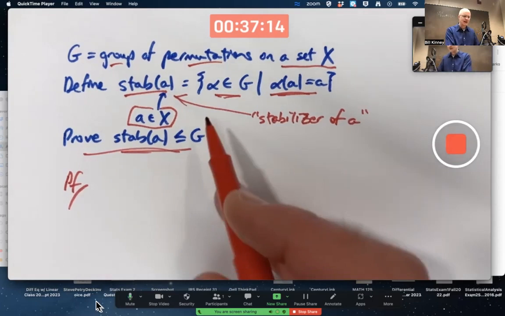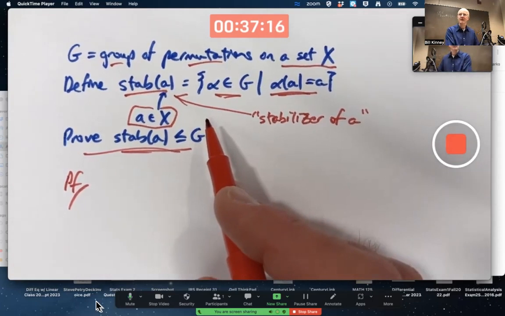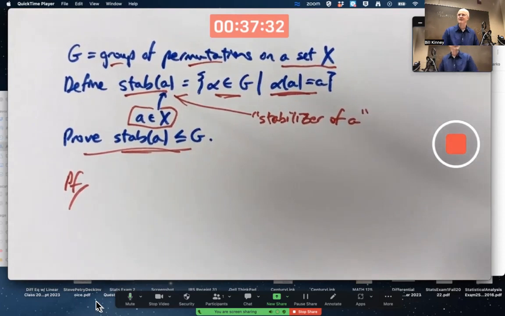Why is the stabilizer not empty? Can you tell me? What's the reason? What's one element in the stabilizer? It's supposed to be a trivial element. The identity, epsilon. But wait a minute, if we don't know what X is, what's epsilon? Epsilon is still the function that maps every element of X to itself.